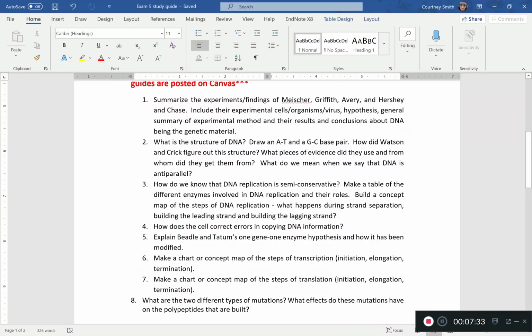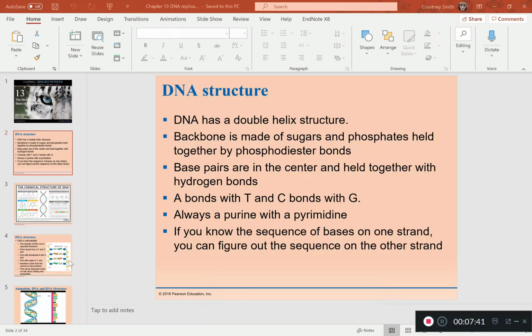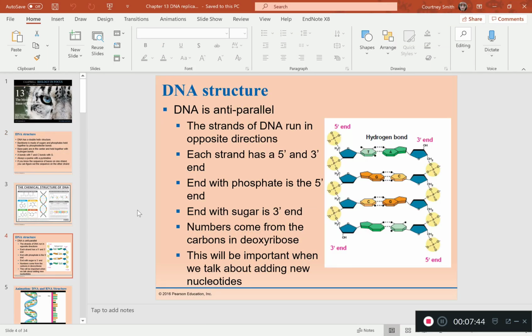But anyway, with that, what does it mean when DNA is anti-parallel? That can also be found in our lecture. What does it mean for DNA to be anti-parallel? It means that the strands will run in opposite directions. So this is one side of the strand, the 5' to 3' end, and then the other strand of DNA is a 3' to 5' end. So they are backwards of each other.